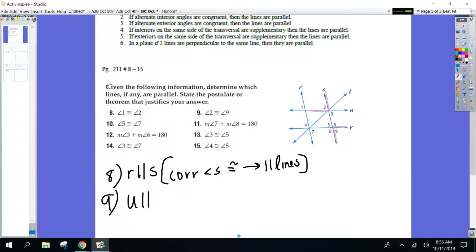It's convenient when I see it highlighted. All right, that's 50% done. You got to tell me what type of angles now are 2 and 9. Alternate exterior angles, and what are they? Congruent. Alternate exterior angles congruent imply I have parallel lines. Perfect.